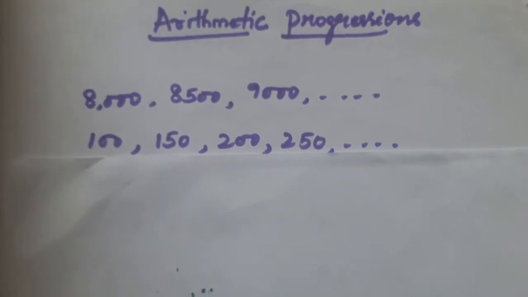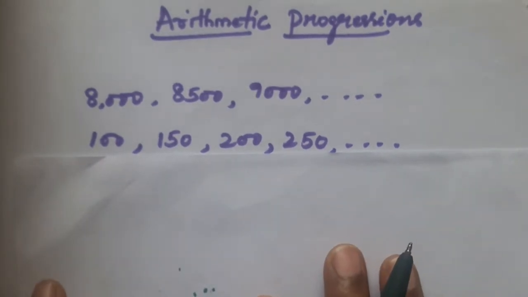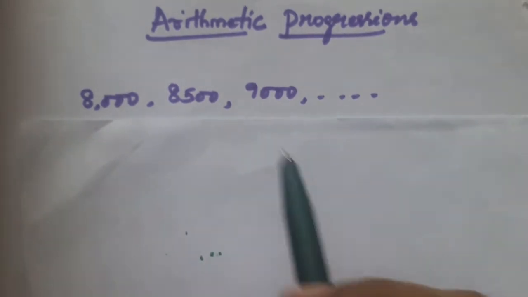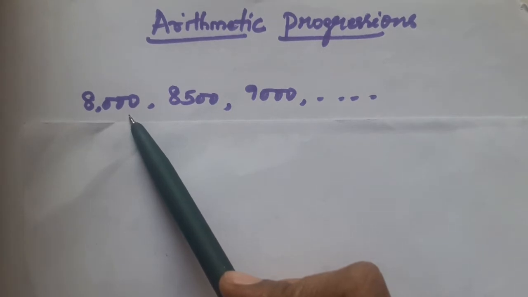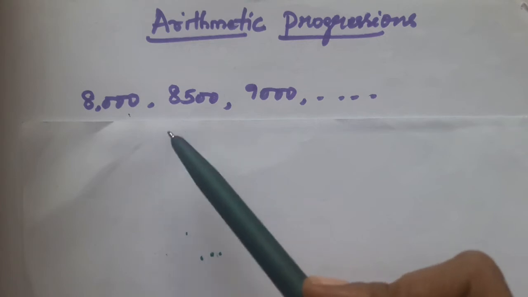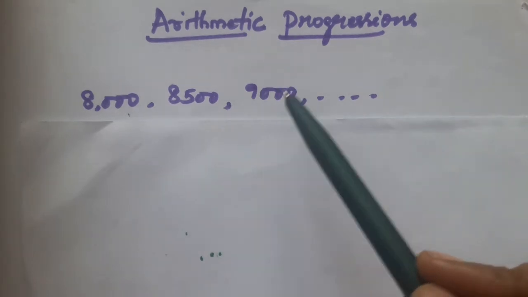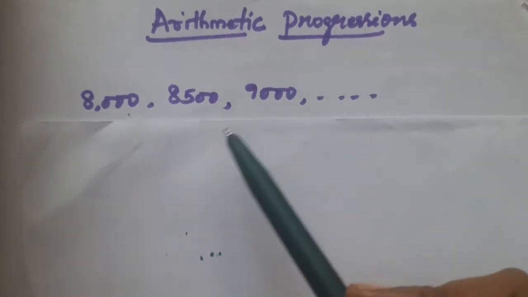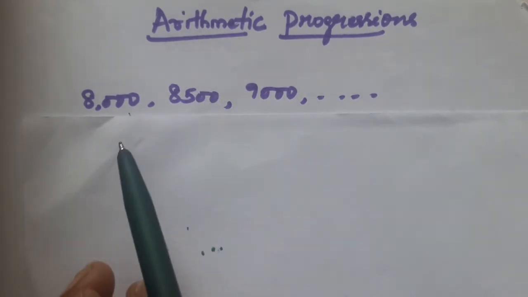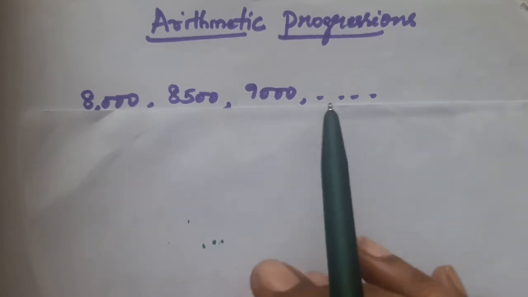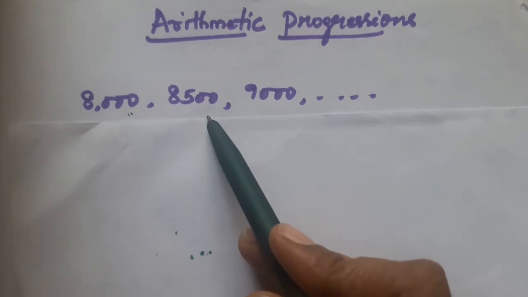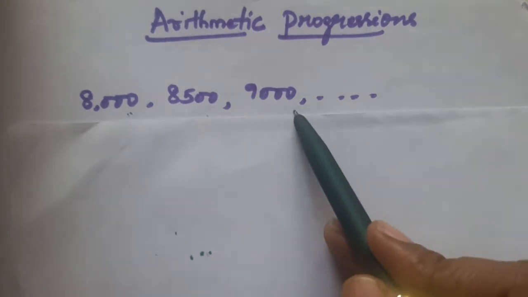Suppose, assume that Reena has applied for a job and she got selected, and her first salary is 8,000. The starting monthly salary is 8,000, and the annual increment is 500. So a 500 increment will be there annually, that means every year 500 is increased. So the first year she is going to get 8,000, next year she will get 8,500, and then 9,000, etc.